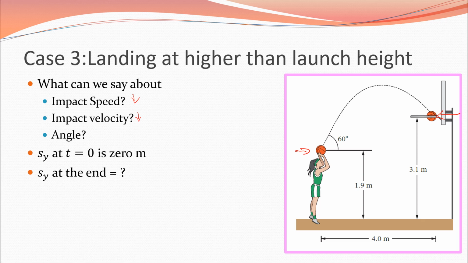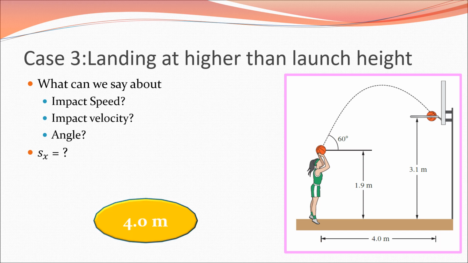So at time 0, the displacement in the y dimension is 0 meters. The displacement at the end is going to be a little bit higher, and you can see we're starting off here at 1.9 meters. We end at 3.1. That is displacement in the y direction: 1.2 meters. Simple maths will give you that one. Displacement in the x direction, from where we start to where we finish, you simply read it off the diagram. 4 meters.